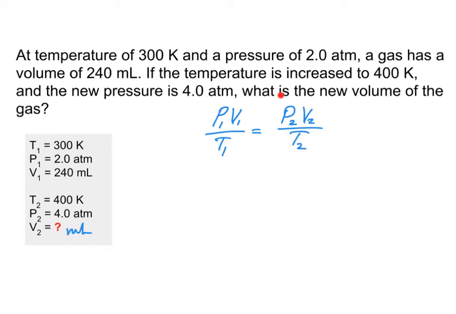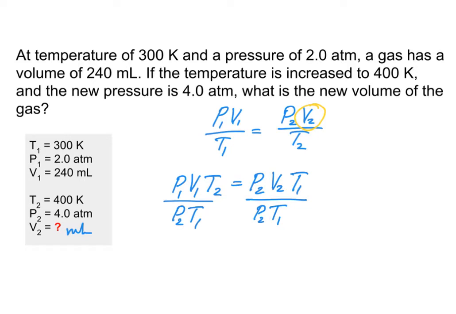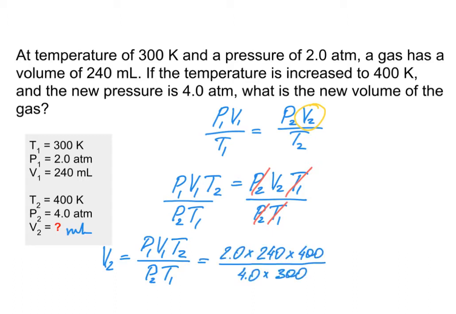Here is my combined gas law formula. I will be solving for the new volume V2, so I will take time to isolate V2 and rewrite the formula. Now I only need to plug in the numbers. So my final answer will be that the new volume of the gas will be 160 milliliters.